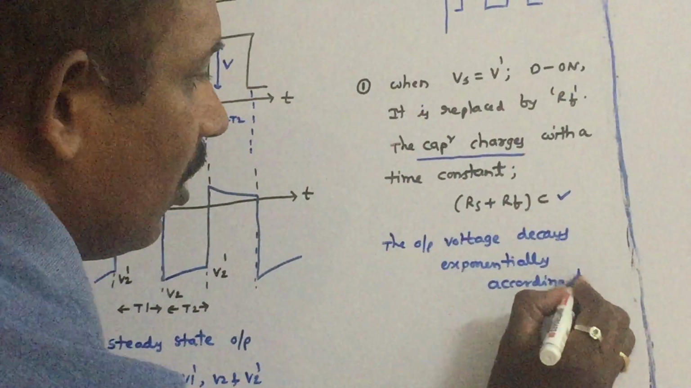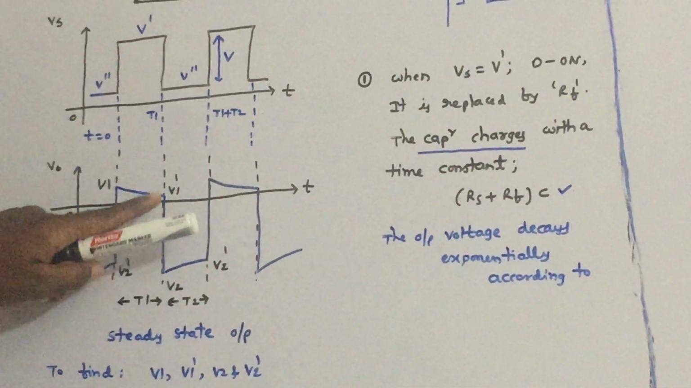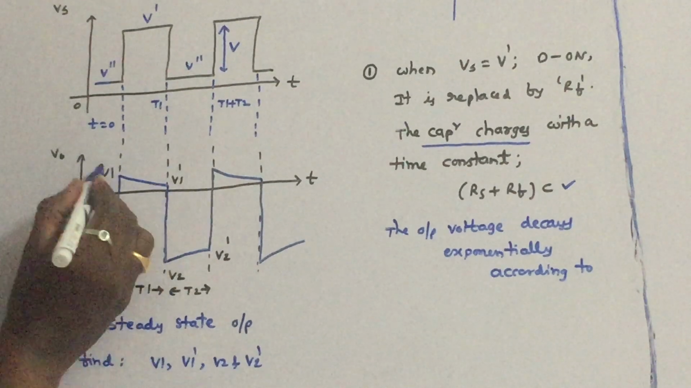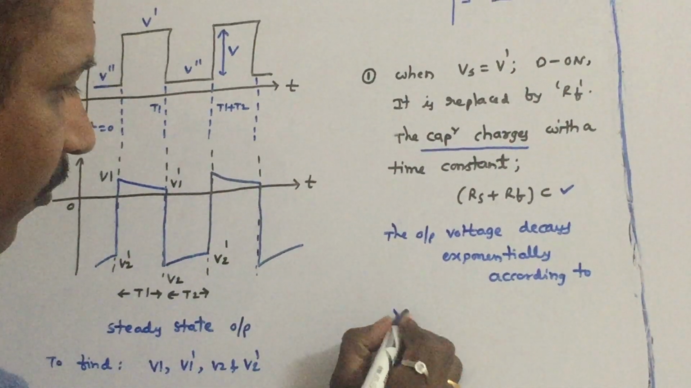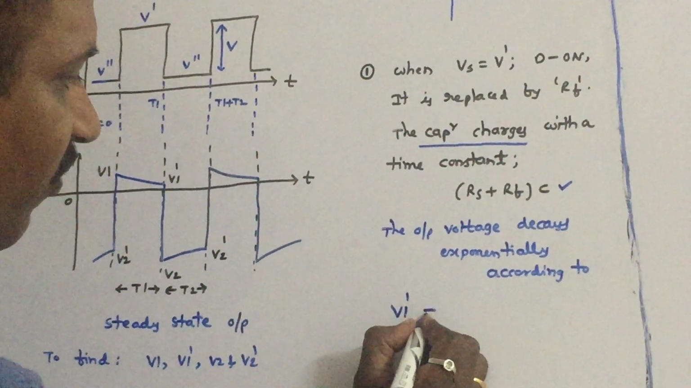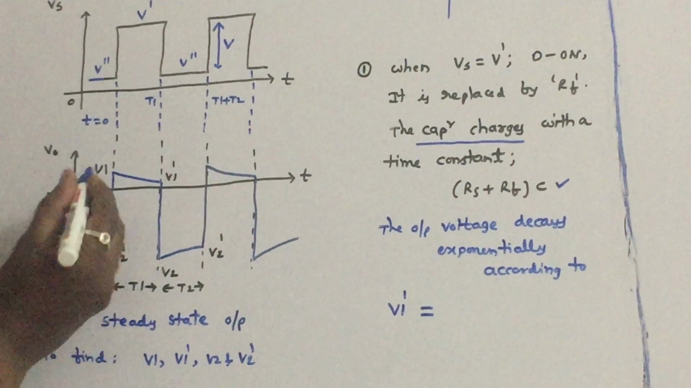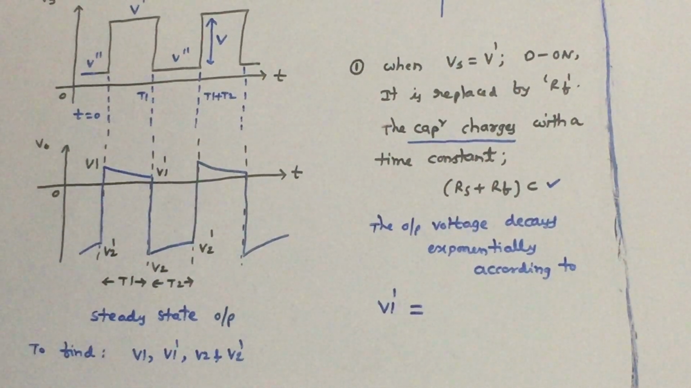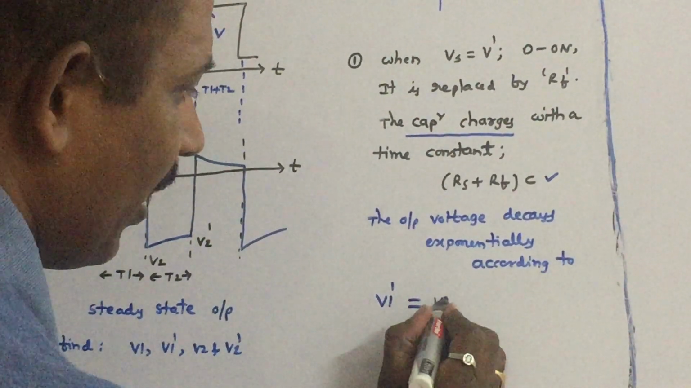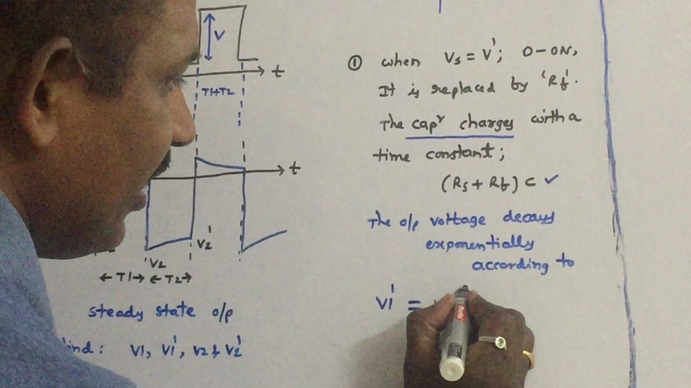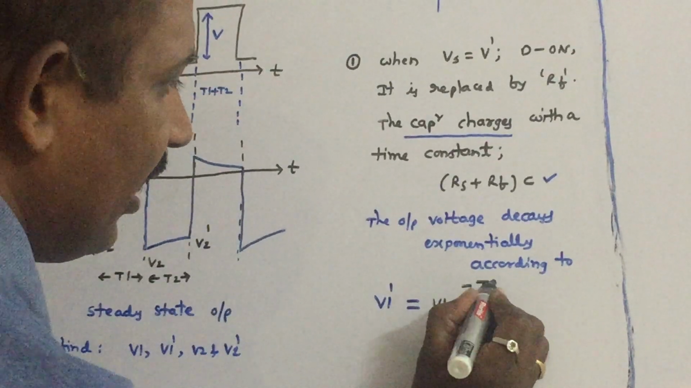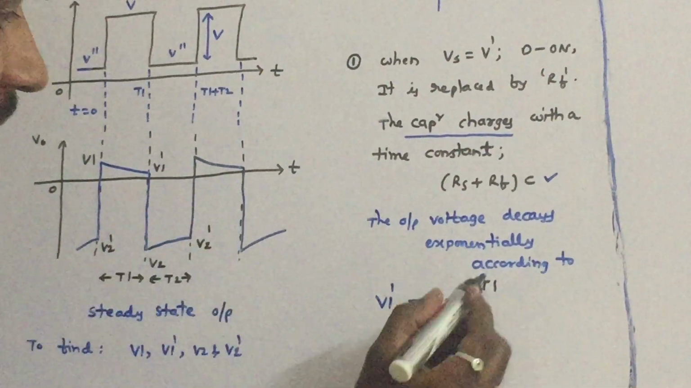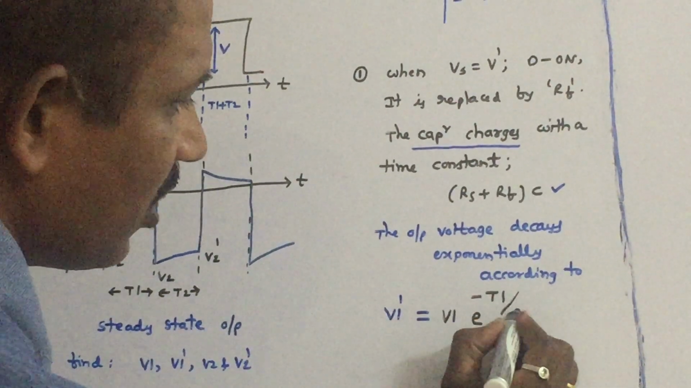According to a simple equation, I am writing the expression for V1 dash. As you know, from unit 1 we know how to give the expression for V1 dash. Since V1 is exponentially decreasing, V1 dash can be written simply as V1 multiplied by the exponentially decreasing equation, e power minus T1, because this duration is T1, divided by the time constant.